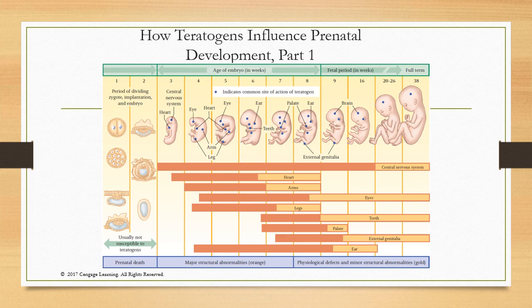So you can see that you might have major structural abnormalities, and you can see that in orange on the figure here, depending on when you start that teratogen.